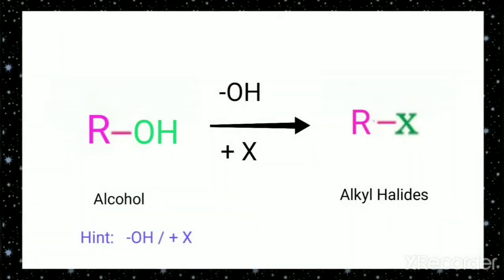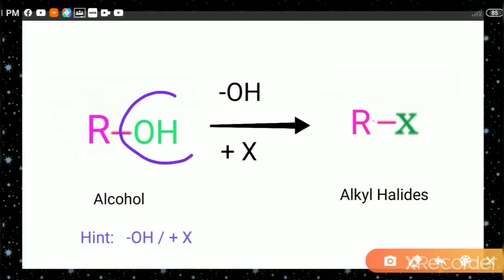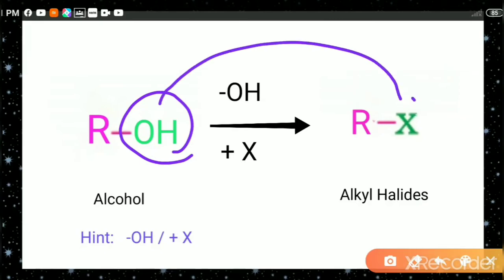This is the most widely used method for the preparation of haloalkanes in the laboratory. The hydroxy group of alcohol is replaced by the halogen atom, that is X, and it takes place when the alcohol reacts with halogen acids like HCl, HBr, HI, phosphorus halides or thionyl chloride.